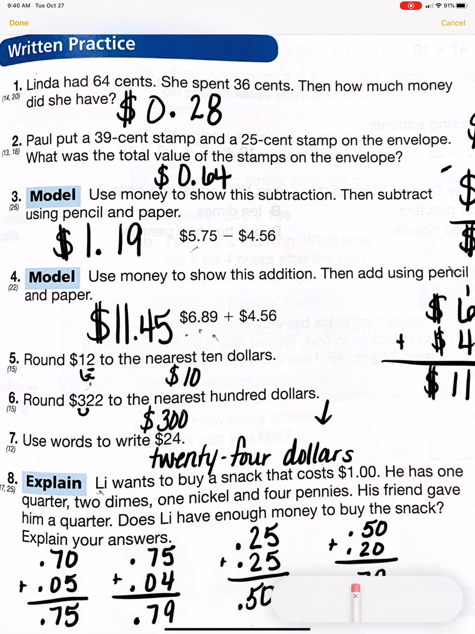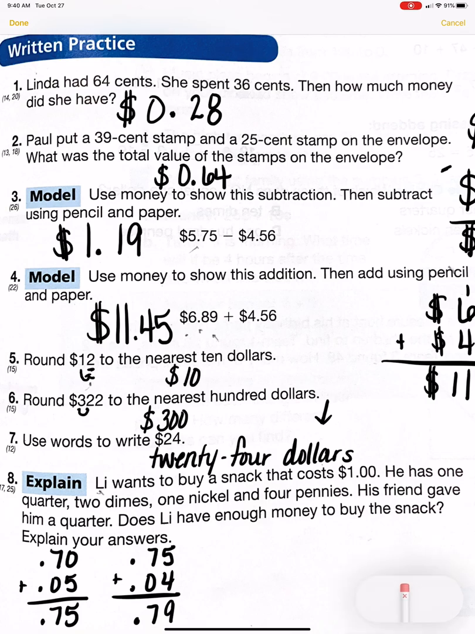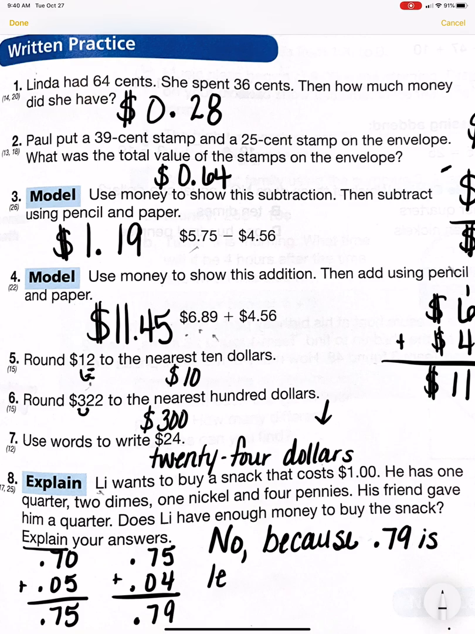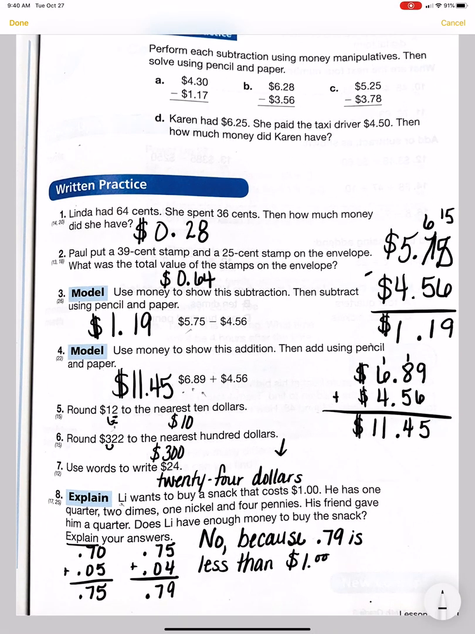So in your answer, I'm going to have to erase some of this for me to completely answer that. So I'm going to say no. No, because it says explain. Because 79 is less than $1. All right, when you have that, you should turn the page. I'm going to go ahead and turn.